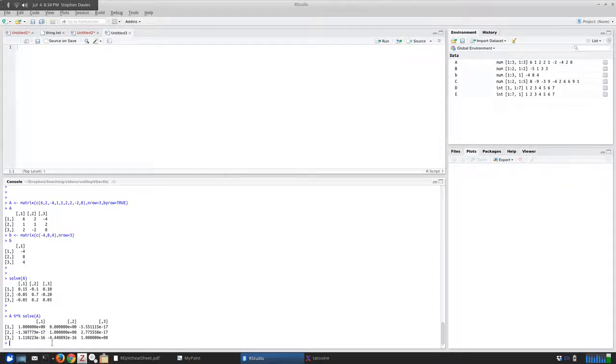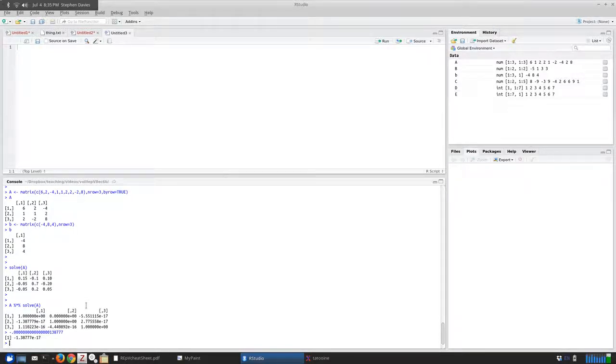So this entry right here, this negative 1.38 thing times 10 to the negative 17th, what that really is, is negative 1.38777, but I'm going to move the decimal point over 17 times. So that's 1, 2, 3, 4, 5, 6, 7, 8, 9, 10, 11, 12, 13, 14, 15, 16, 17. That's really what that number is there at row 2, column 1, which is pretty darn close to 0, I think you'd agree. So this is round-off error that we get when we do the inverse, and that's why it doesn't come out exactly right. It comes out very, very, very close to right.